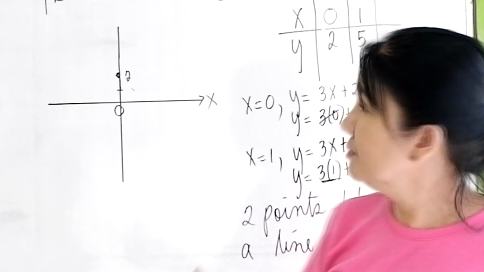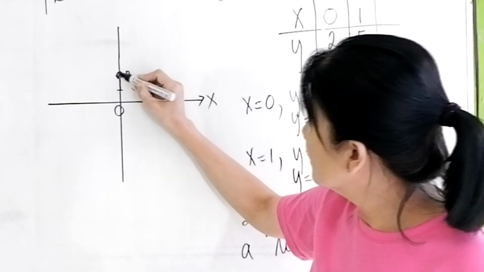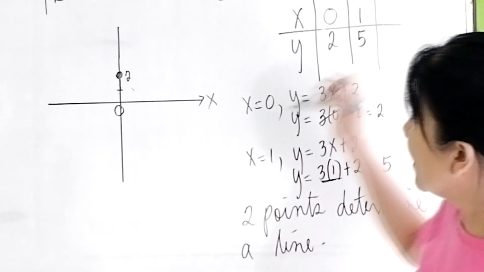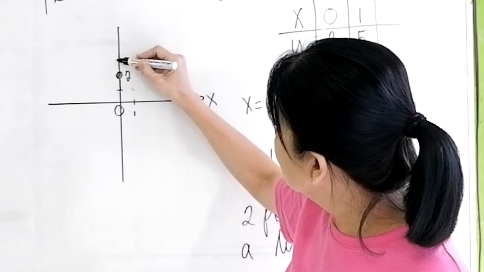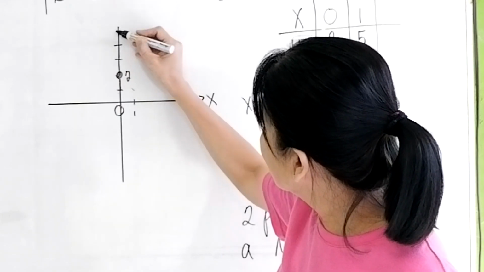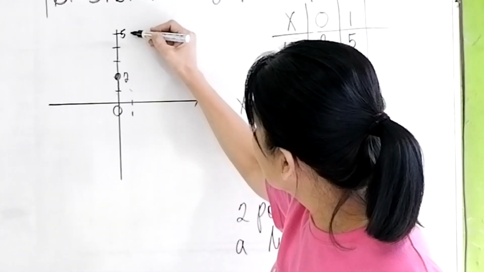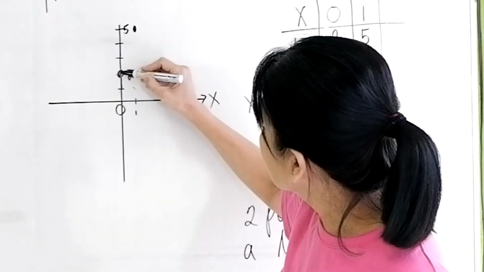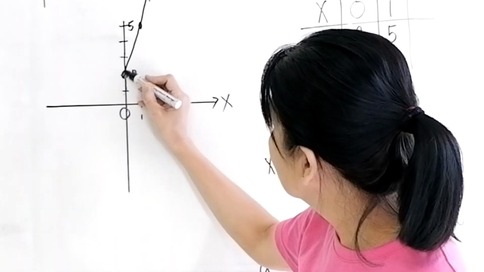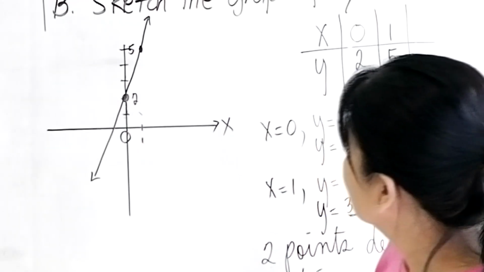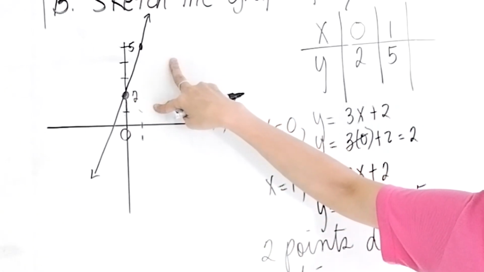Okay, let's continue. 0, 2. 0, 2 is here, there. 1, 5. Let us say this is 1, 1, 2, 3, 4, 5. This is 5. So 1, 5 is here. There. As you can see, this is your line. See? 2 points determine a line.